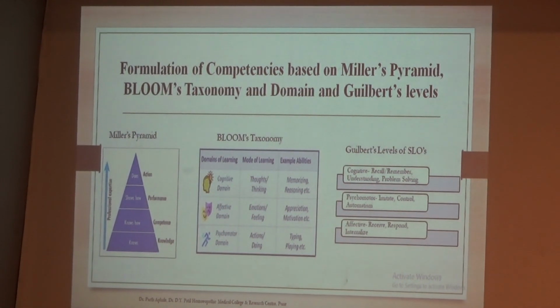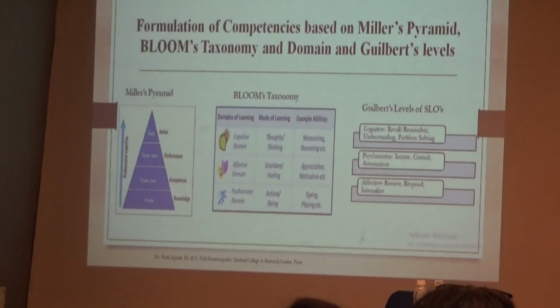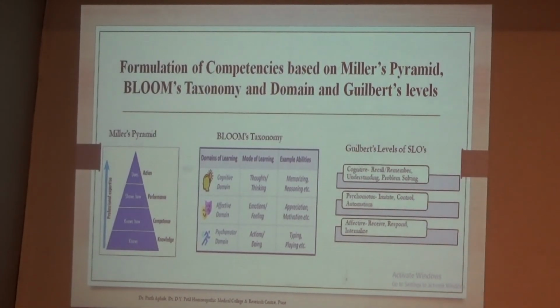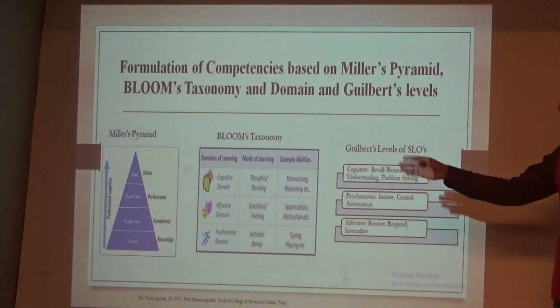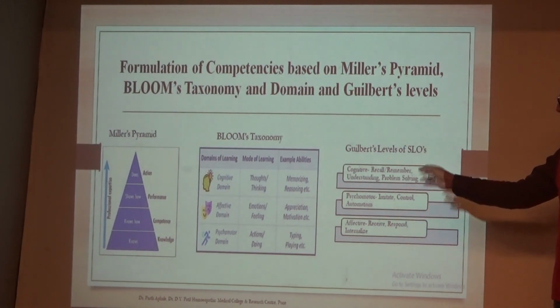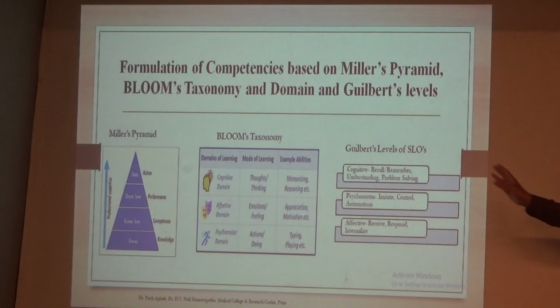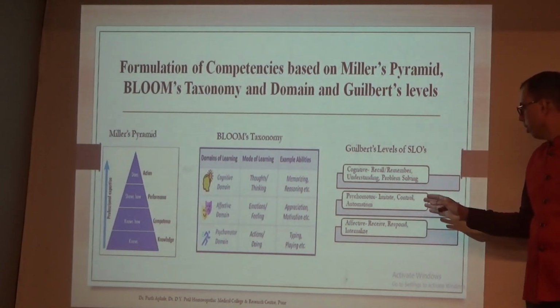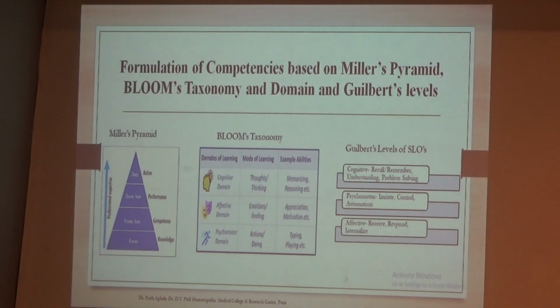So just an overview, the Miller's pyramid, the Bloom's taxonomy and the Gilbert's level. So we all know it is knows, knows how, shows how and does. Here it is cognitive, affective and psychomotor, and here it is recall, remember, understanding and problem solving. Then is immediate control and automatism, and next is receive, respond and internalize.